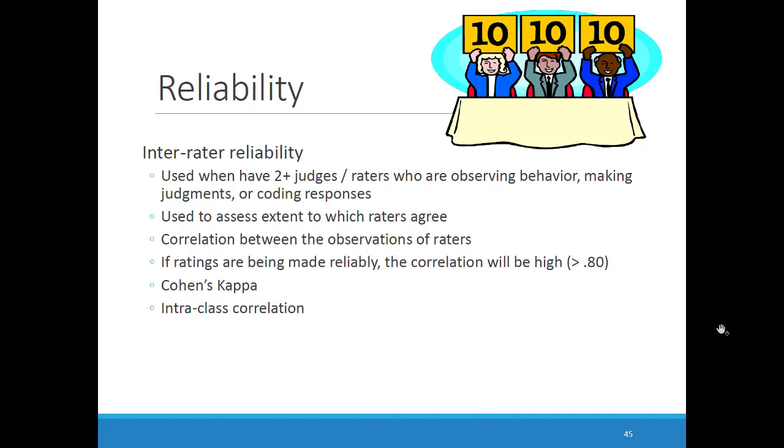So the idea is that if you have 2 or 3 or 4 people rating someone during a job interview, for example, you would hope that they would at least somewhat agree with each other in terms of how that candidate performed during the interview. If there are large discrepancies, then that means there's a low level of inter-rater reliability, and that would cause considerations in terms of what to do in that case, right?